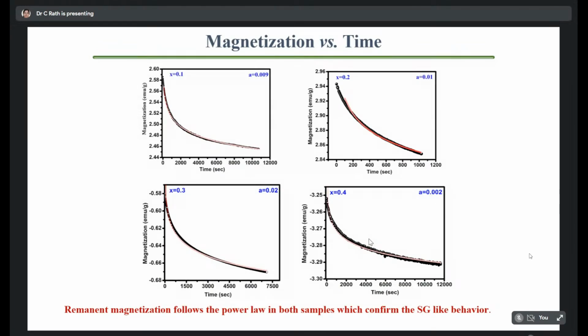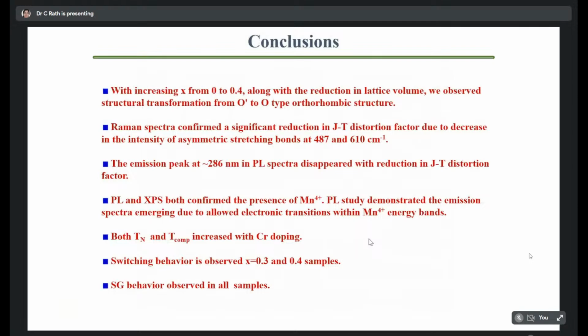Again, we did this remnant magnetization measurement to find out whether the behavior is spin glass or not. All showed spin glass like behavior from remnant magnetization with time. So this is all about the chromium doping, with iron chromium concentration x increasing from 0 to 0.4. Along with reduction in lattice volume, we observe a structural transformation from O prime to O type orthorhombic. The Raman spectra confirm a significant reduction in Jahn-Teller distortion factor, due to the asymmetric stretching bands at 487 and 610. The emission peak at 286 nanometer in the PL spectra disappeared with reduction in Jahn-Teller distortion.